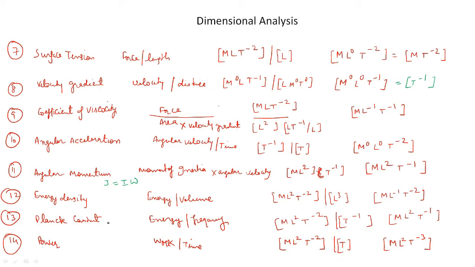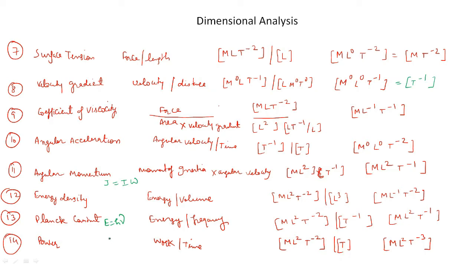Then Planck constant, you know E is equal to h nu. So h is Planck constant, so it will be equal to energy upon frequency. Energy having the dimension formula ML square T to the power minus 2, and frequency is having the dimension formula T to the power minus 1. So it will finally have the dimension formula ML square T to the power minus 1.